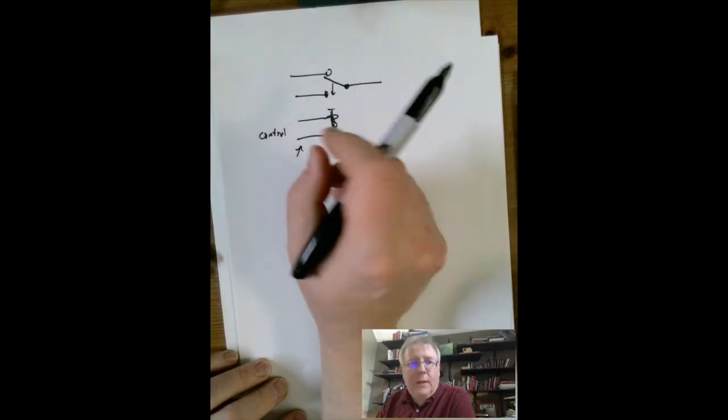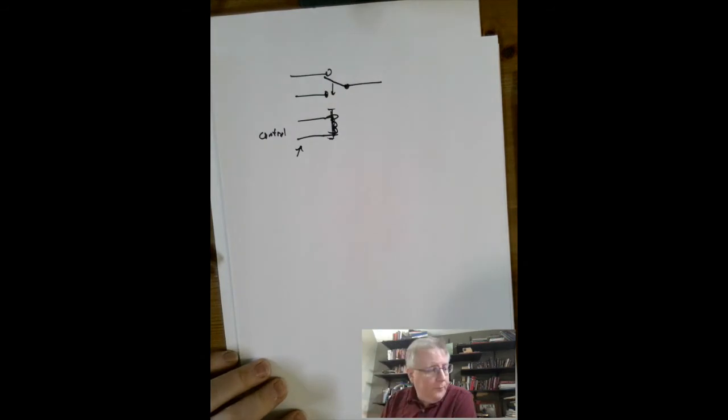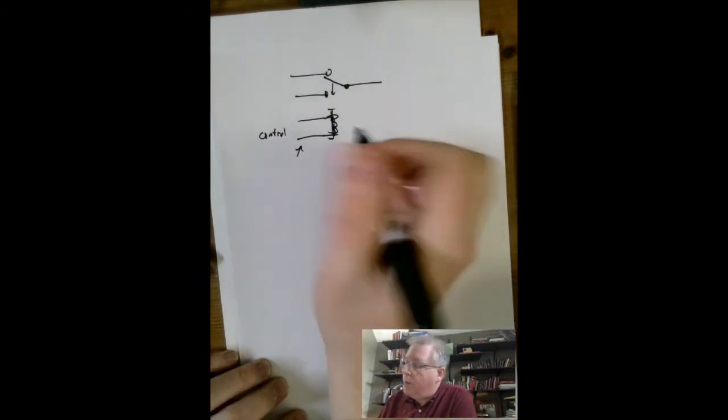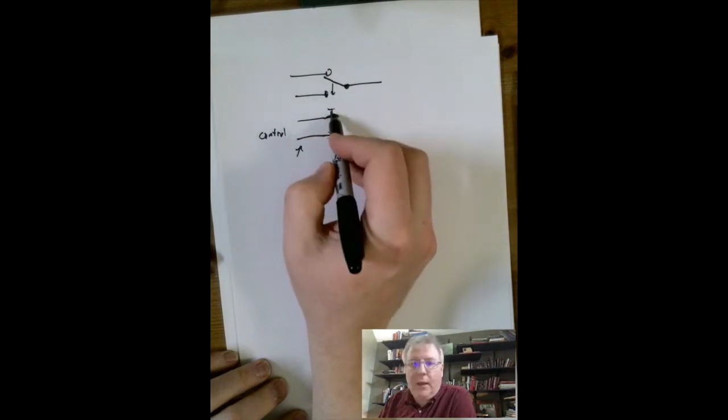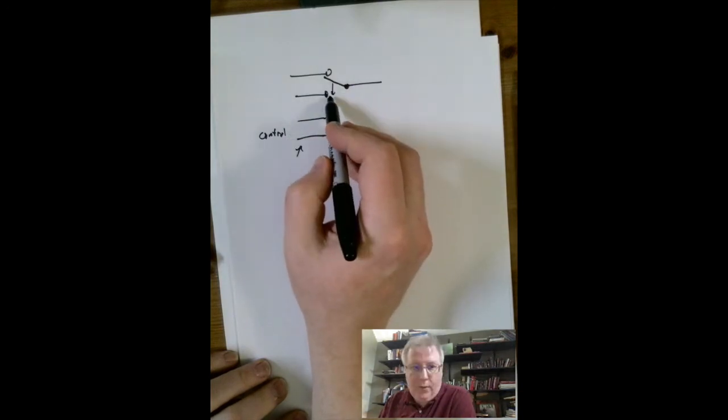And this works. The problem with relays, so relays are still really good. The reason they're really good is all you need here is just enough current to make this thing an electromagnet and pull this switch down.